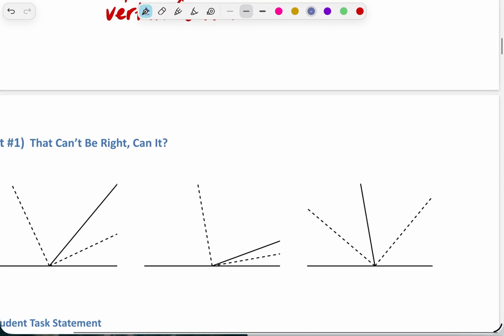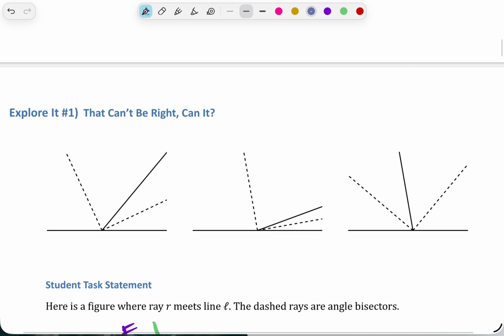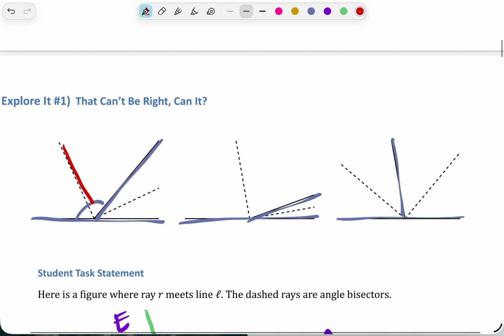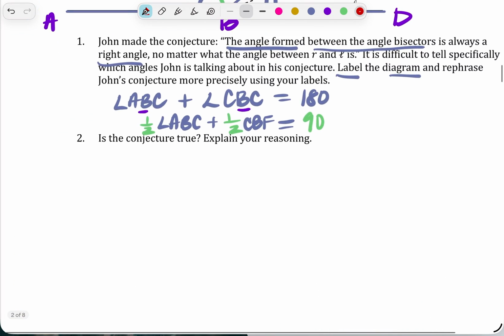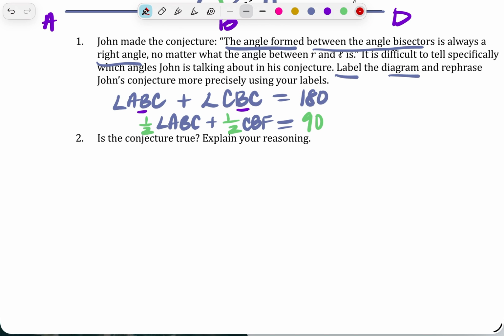So you can look at the images above. Whenever you have two lines that make up a supplementary angle and each angle is bisected by the dotted line, it always equals a right angle. But why? Explain your reasoning. Pause this video and try this out and play once you're ready to move on.